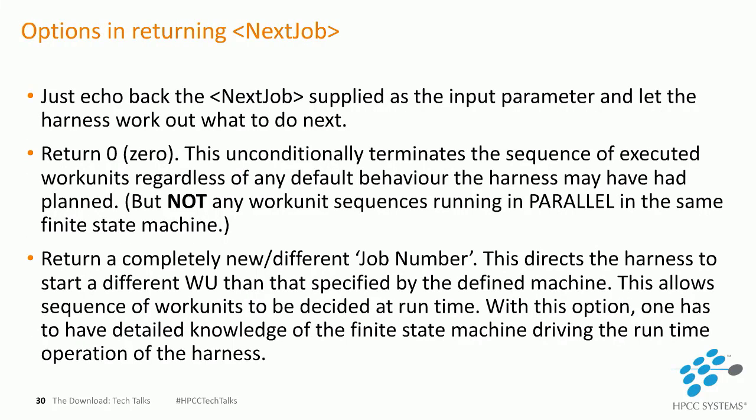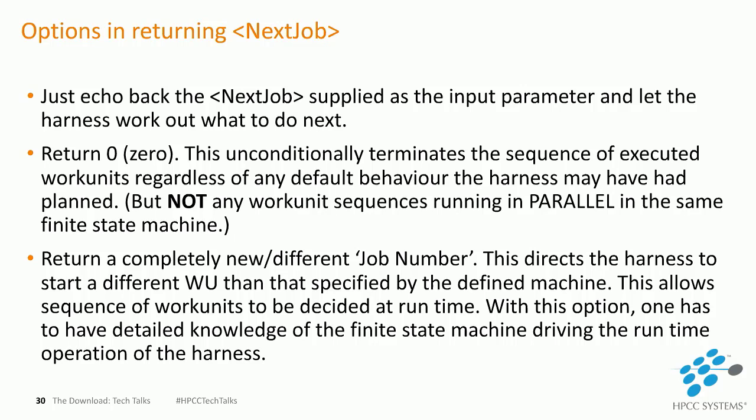So, options for returning the next job: you can just echo back whatever the scheduler or the harness has given you as the next job to run. So you do your work and then just echo back the next job identifier. You can return 0, which will unconditionally terminate the sequence of work. So that's a way of terminating early or terminating when you've finished the job. Or you can return a completely different job number at runtime. It is not the default behavior.